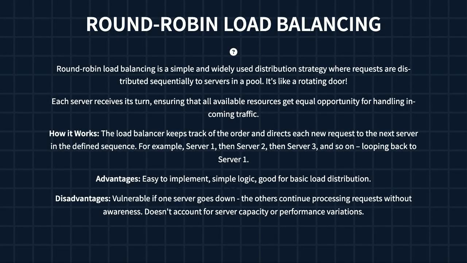Okay, let's talk about round-robin load balancing. It's a really common concept you'll see in interviews. Imagine a group of servers handling website traffic. Round-robin just means each server gets its turn to handle the next request, one after another. It's like a rotating door. They cycle through in order. It's super easy to set up and understand, but it's important to know that if one server fails, the others keep working without any automatic adjustment. So, while simple, it doesn't take into account how busy each server actually is or how well each is performing.